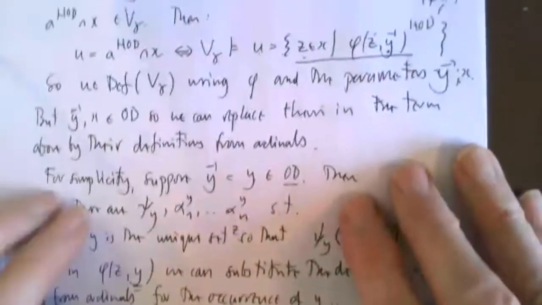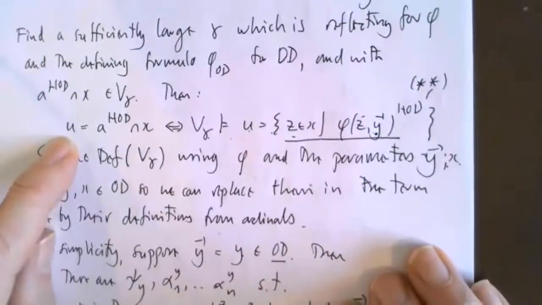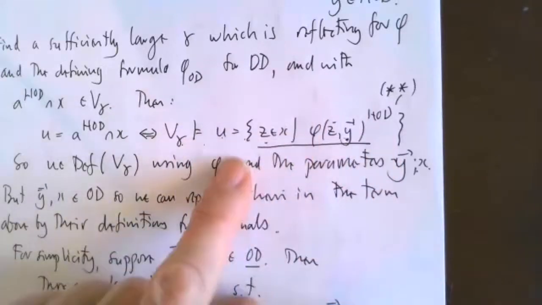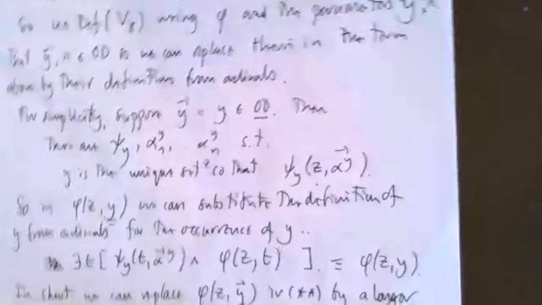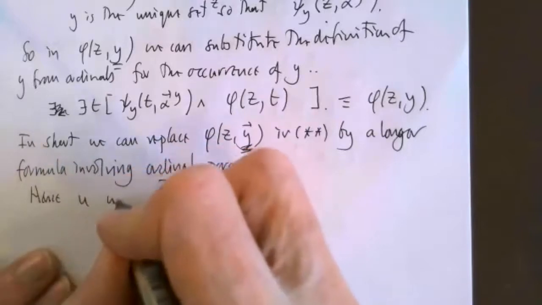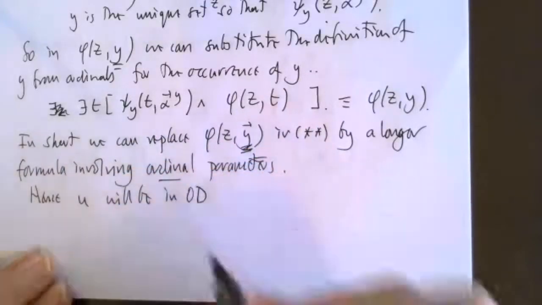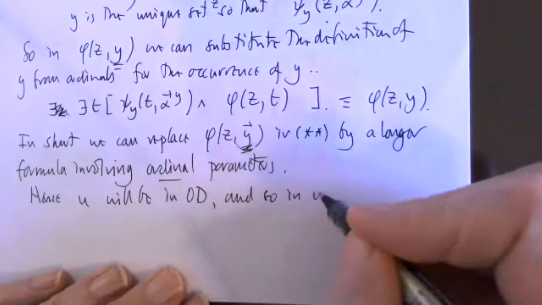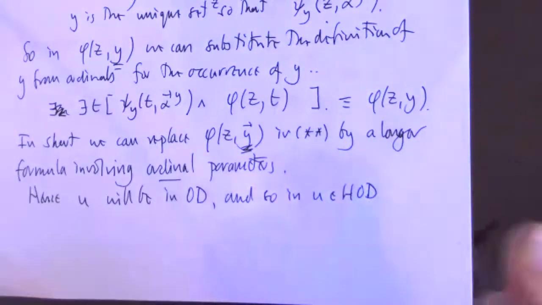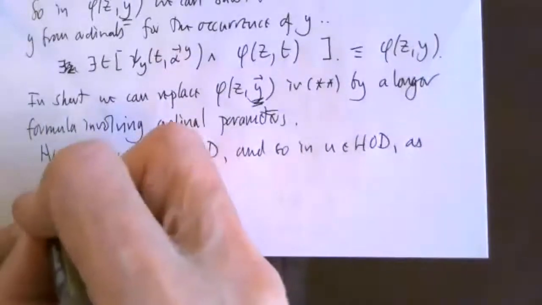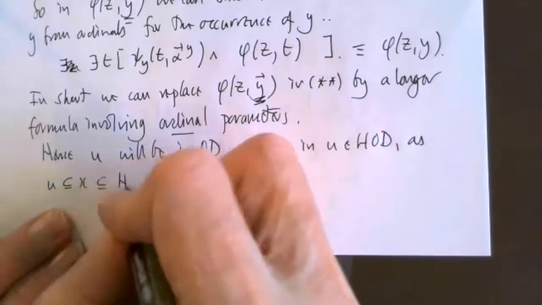So the upshot of all of this is that now I've got a definition of U from gamma, whatever ordinals I need to define this y vector here. And I've got then that U is precisely this. Hence U will be an OD here. And so U is in HOD because U is a subset of X, and this itself is contained in HOD.